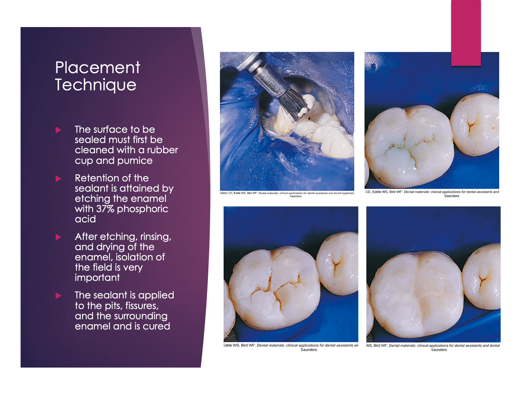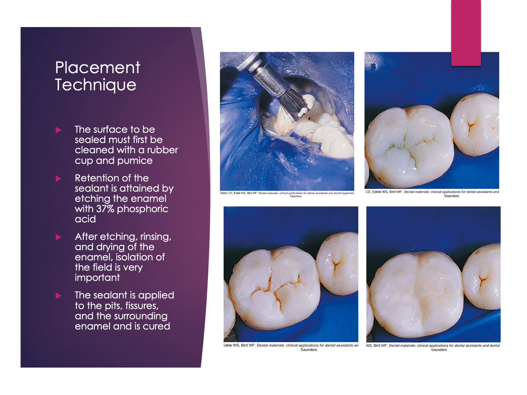The steps for placing a sealant are: first, you clean the surface to be sealed with a rubber cup and pumice. Next, you use an etchant of 37% phosphoric acid. You will hear this called etch or conditioner. The etchant roughens the surface and opens the pores in the enamel for penetration of the resin sealant.